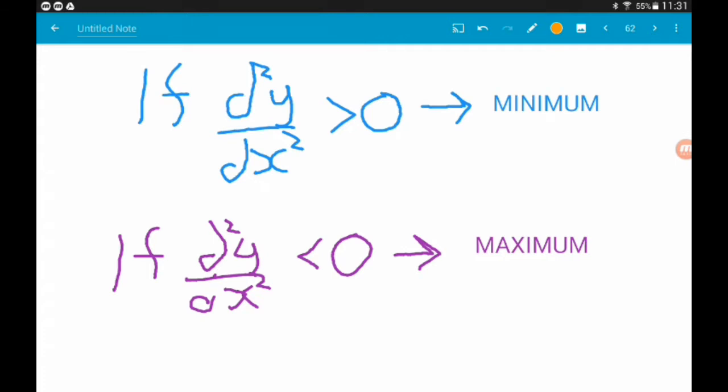So again, if our second order derivative is greater than 0 at a stationary point, then that point is a minimum. If our second order derivative is less than 0 at a stationary point, then that point is a maximum. Now we're going to take a quick look at what happens if the second order derivative at a stationary point is equal to 0 and how to tackle it.